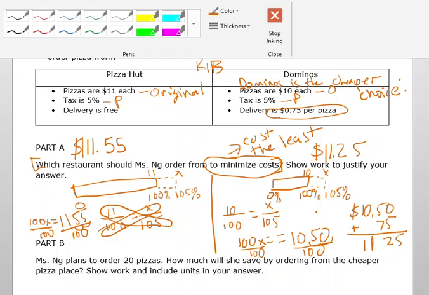Also, Pizza Hut's really oily. It's just my opinion. Okay.